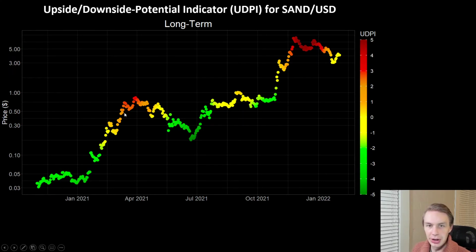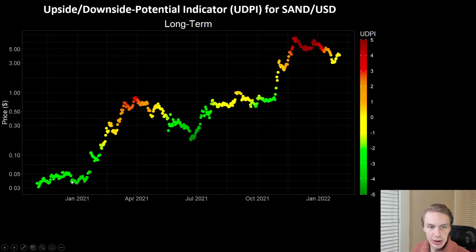If you're returning to the channel, you're familiar with our upside downside potential indicator, but in brief, this indicator assesses the risk of the asset. Is the asset high risk, when the upside potential is quite low and downside potential is quite high, or is the asset low risk, when the downside potential is quite low and upside potential is quite high? So the UDPI goes from -5 to 5.